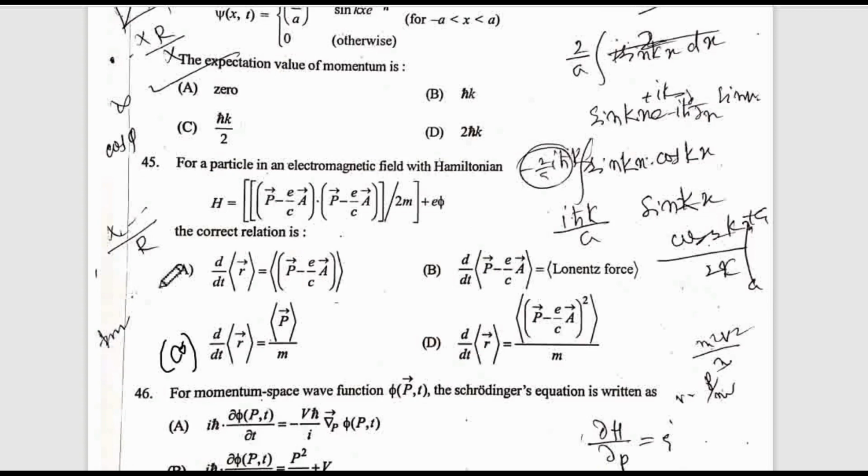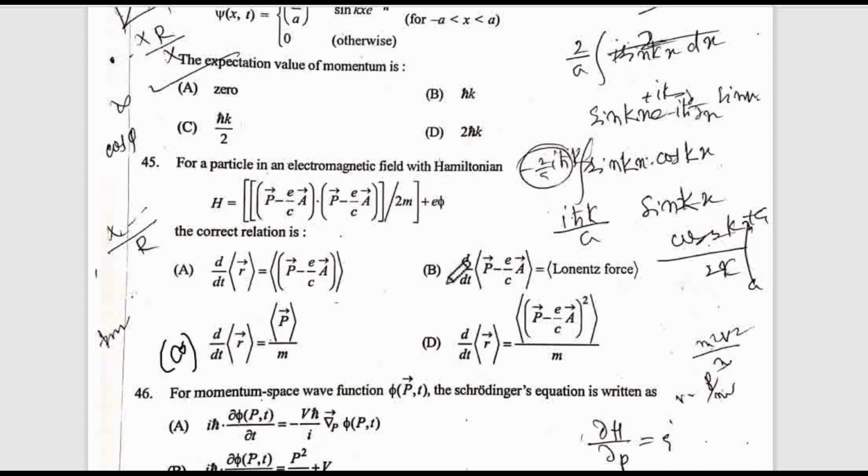If you see option A, it is d by dt of r vector, which means a velocity term, and the RHS is a momentum term. It cannot be equal because there is no mass term on the left hand side and there is a momentum term on the right hand side. Both sides should be the same, so option A should not be correct.